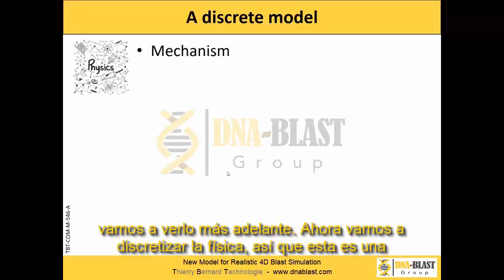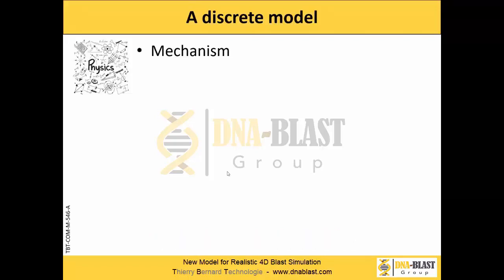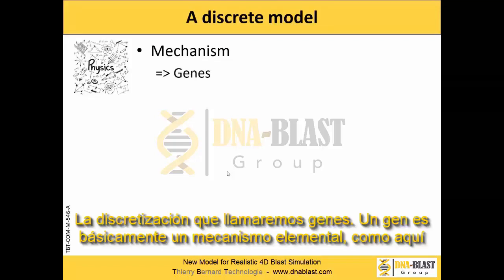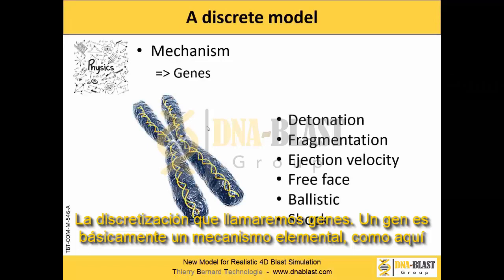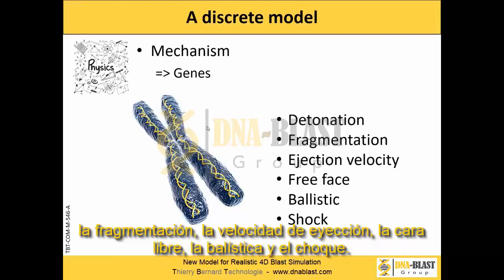Now we're going to discretize the physics. So this is an interesting part of the model. The discretization we're going to call genes, and a gene is basically an elementary mechanism. Like here we have selected a few. The first one is detonation, that will provide, we'll see, the pressure, fragmentation, ejection velocity, free face, ballistics, and shock.